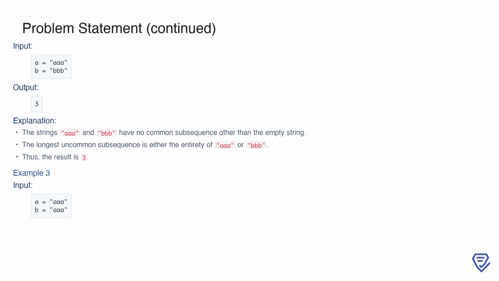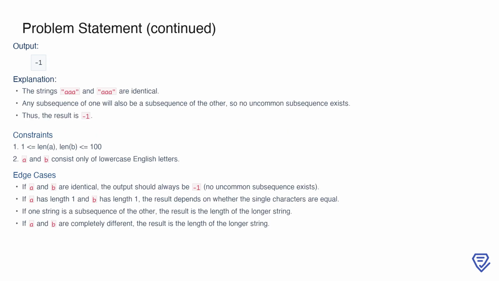Now, consider the case where the input strings are A equals AAA and B equals AAA. Here, the strings are identical, meaning every subsequence of one string is also a subsequence of the other. As a result, no uncommon subsequence exists, and we return -1. This highlights an important edge case: when the two strings are the same, there can never be an uncommon subsequence.